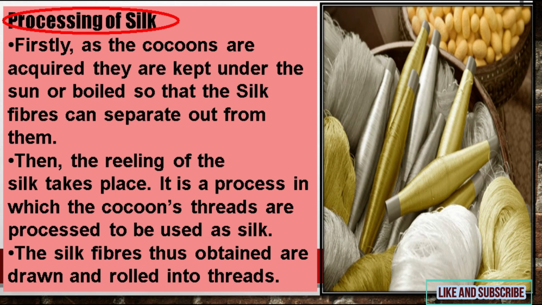Then after this, the reeling of silk takes place, and students, it is a process in which the cocoon threads are processed to be used as silk. As you can see here, the silk fibers are reeled, and then the silk fibers thus obtained are drawn and rolled into threads, and then these silk threads are used to make silk fabrics.